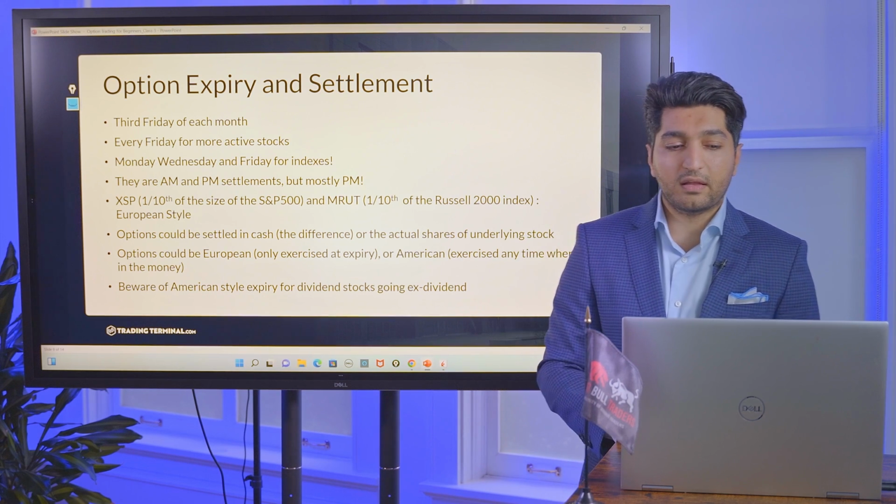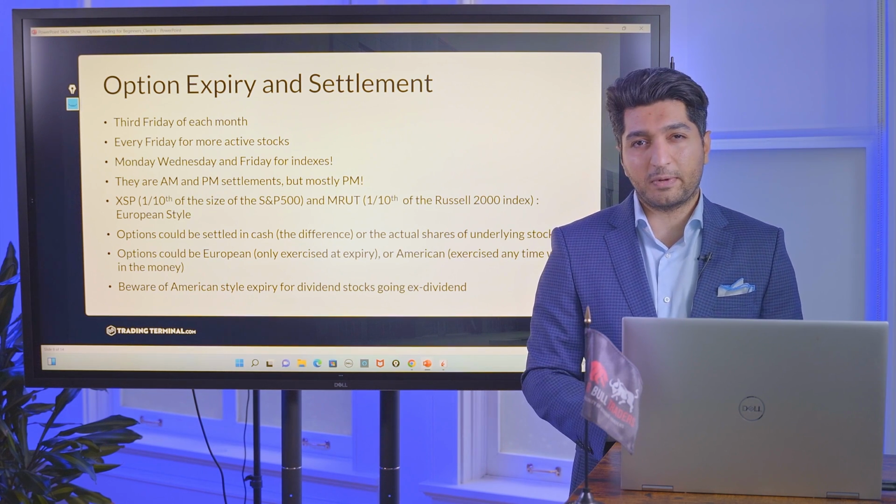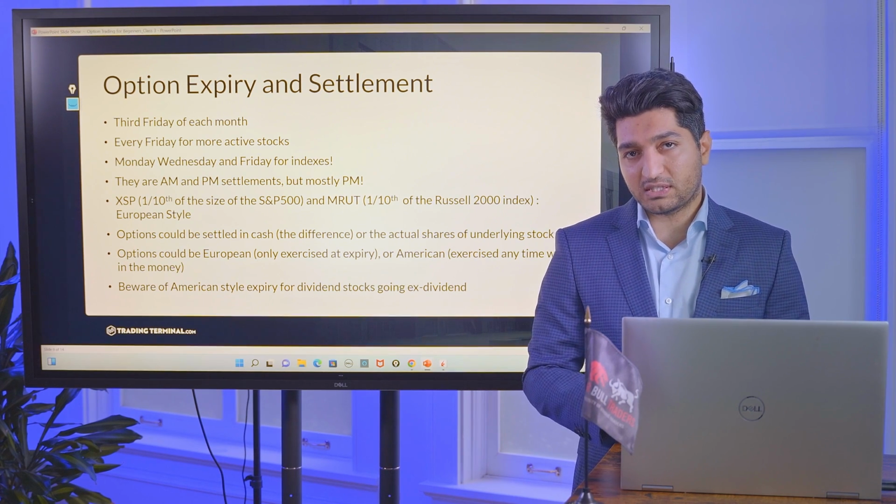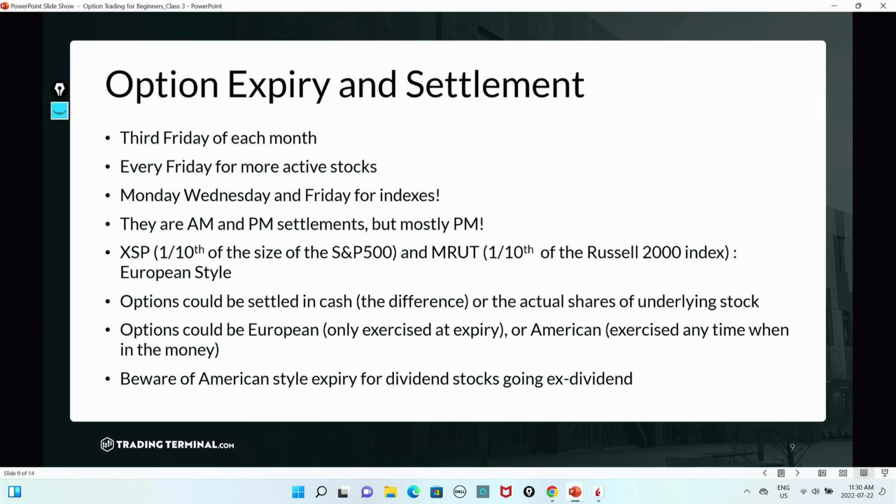Let's talk a little bit about option expiry and settlement. These are a little boring, but every option trader needs to know this. So bear with me. Option expiries are usually third Friday of every month. We also have weekly options, which are every Friday for more active stocks. Indices usually have Monday, Wednesday, and Friday expiries, and recently we even introduced daily options for SPX and NDX.